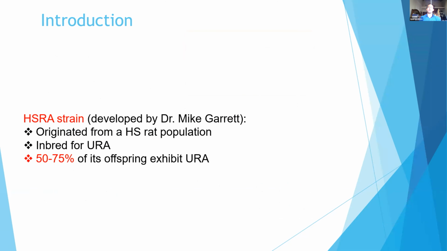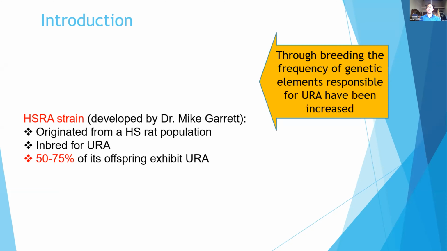Introduction. Previously, Dr. Garrett was able to develop a strain, named the HSRA. This strain was developed from the same genetic background as the one that we are using here, the HS population. This is important because it means that we can assume that the same QTLs responsible for URA are present in both populations. This strain was bred for unilateral renal agenesis, and it shows an incidence of between 50 and 75% of the offspring showing unilateral renal agenesis.